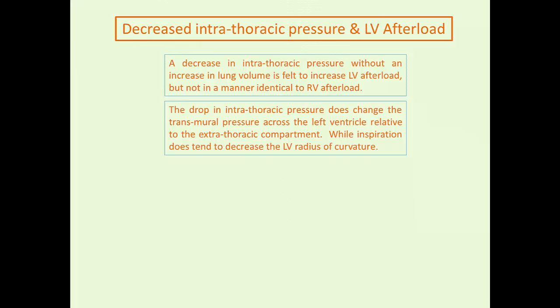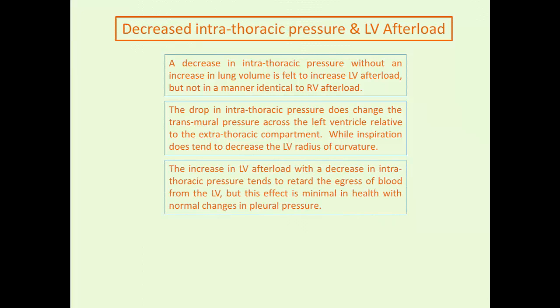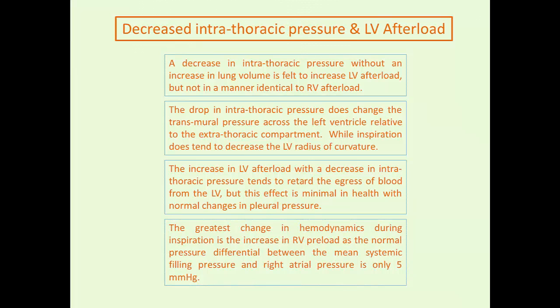And while inspiration does tend to decrease the LV radius of curvature via ventricular interdependence, the increase in LV afterload with a decrease in intrathoracic pressure tends to retard the egress of blood from the LV. But again, with small changes in intrathoracic pressure on the order of centimeters of water, this effect is really minimal with these normal deviations in pleural pressure. Again, the greatest change in hemodynamics during inspiration is the increase in RV preload, as the normal pressure differential between the mean systemic pressure and the right atrial pressure is only a few millimeters of mercury.